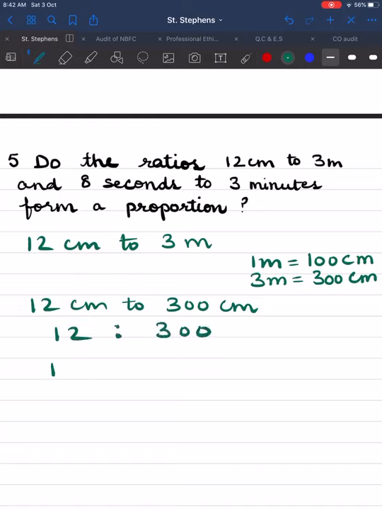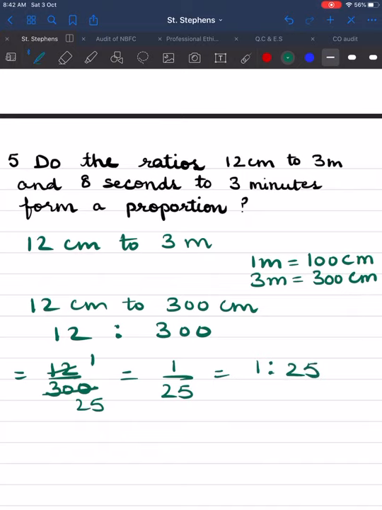Writing it as a division, we have 12 upon 300. And for expressing it in the simplest form, let's cancel out common factor 12. So we have 12 ones are 12 and 12 25s are 300. So we have 1 upon 25, which can be expressed as 1 ratio 25.